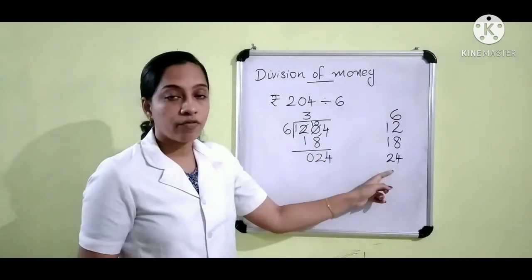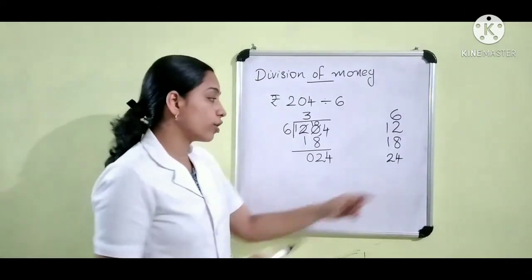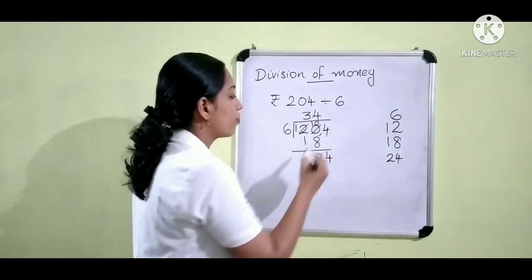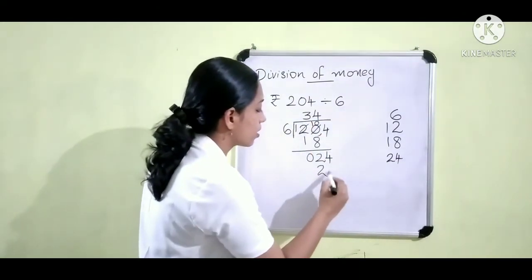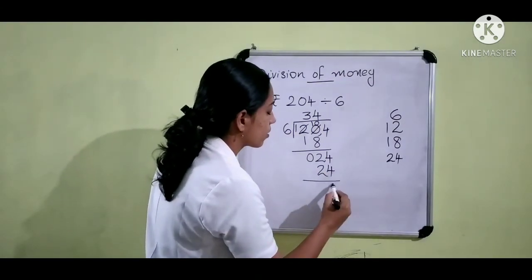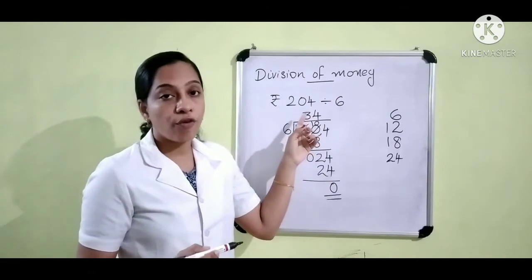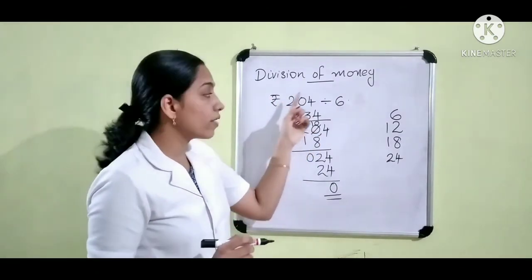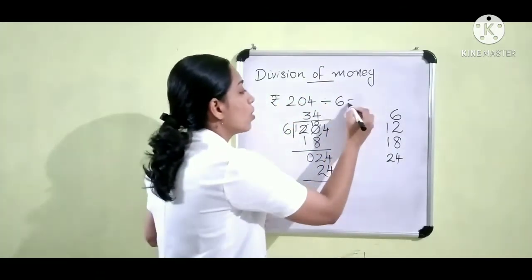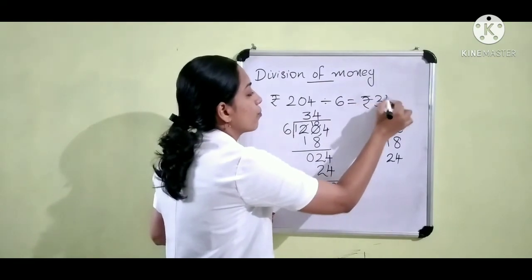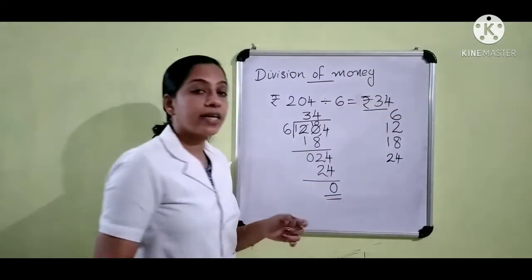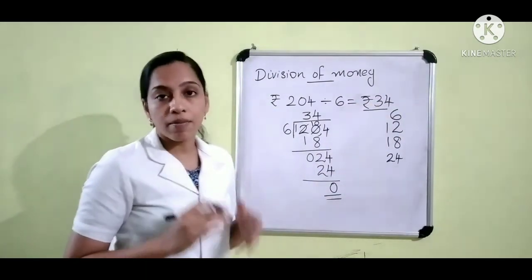Then 24. We know 6 into 4 is equal to 24. So let us write here 4. Then multiply 6 into 4 is equal to 24. Subtract, we will get 0. So our answer is 34. Rupees 204 divided by 6 is equal to rupees 34. See children, in this way we can divide the money.